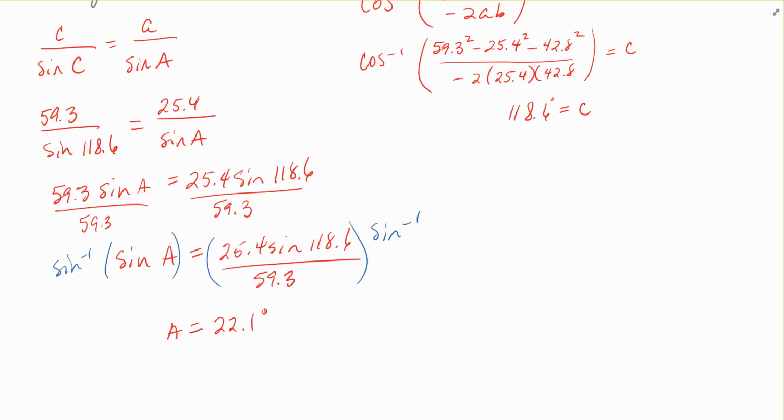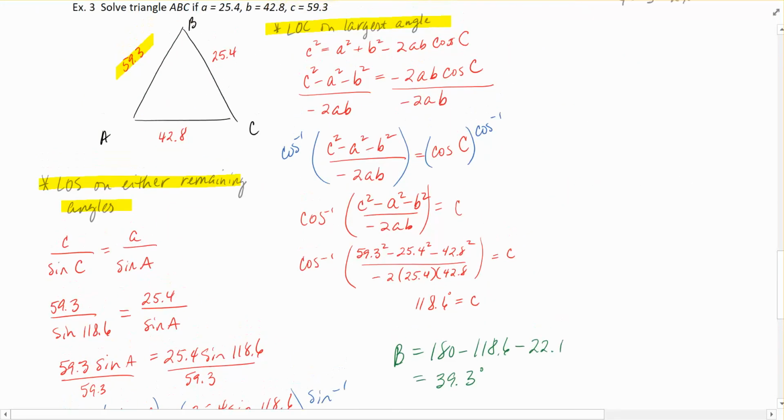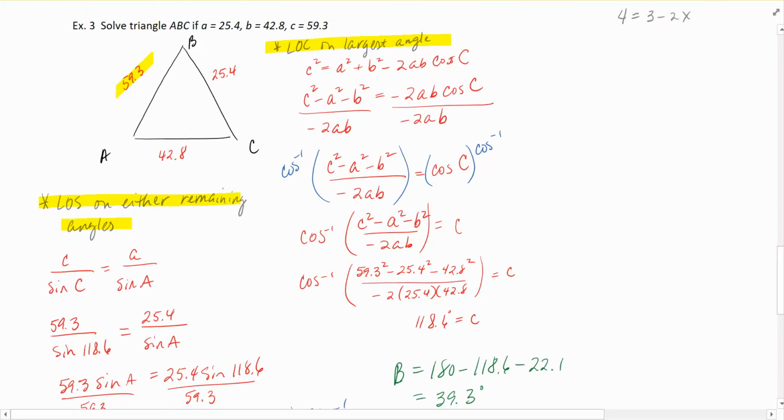So now I have angle A and angle C. The last step is the easiest part: just use what we know about the sum of the interior angles of a triangle. Angle B would be 180 degrees minus angle C of 118.6 minus angle A of 22.1, giving me a grand total for angle B of 39.3 degrees. So once again, when we are charged with solving a triangle and we can't use the law of sines initially, we want to start with the law of cosines, and we want to use it on the largest angle that we can.